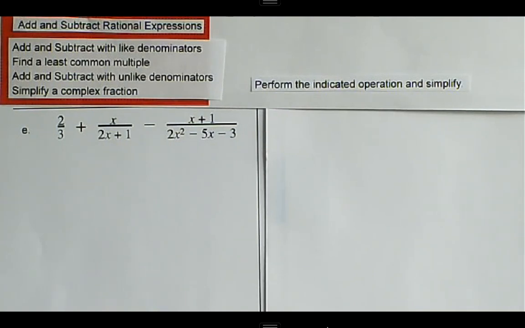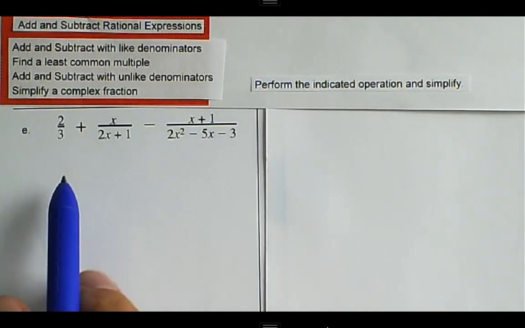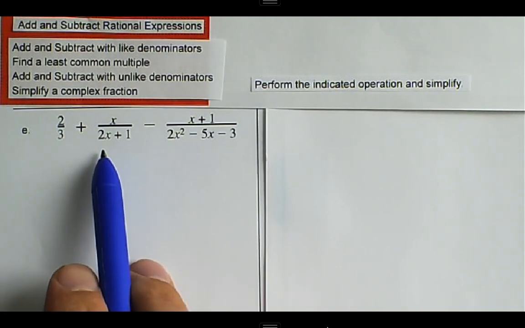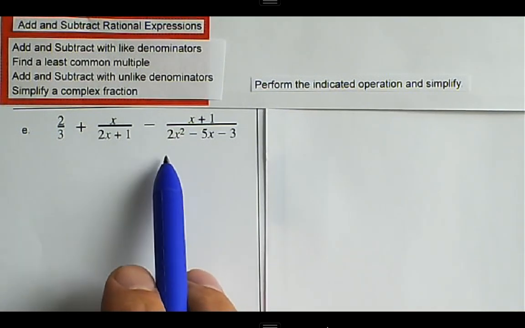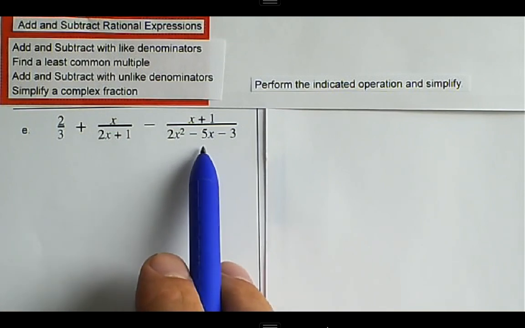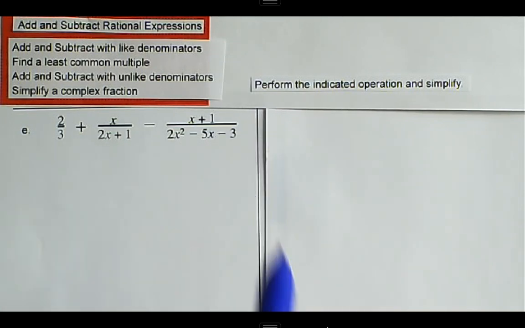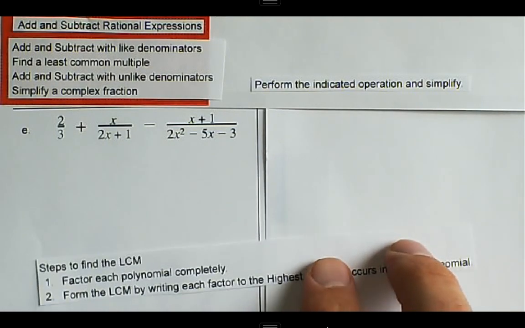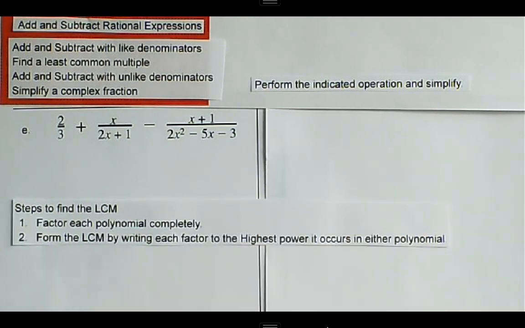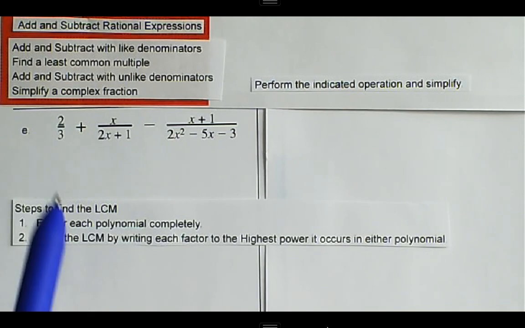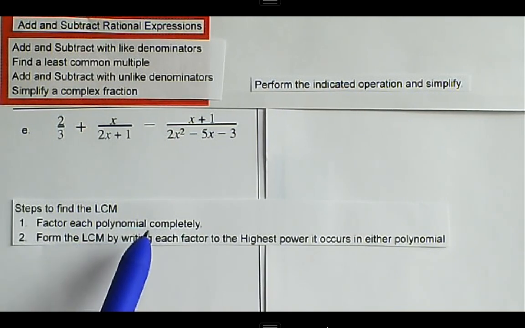We want to add and subtract rational expressions. In order to do that, we need to have a common denominator. As we can see, we have a denominator of 3, we have a denominator of 2x plus 1, and we have a denominator of 2x squared minus 5x minus 3. So what we want to do is follow these steps to find the least common multiple for the denominators. So first thing is factor each polynomial completely.